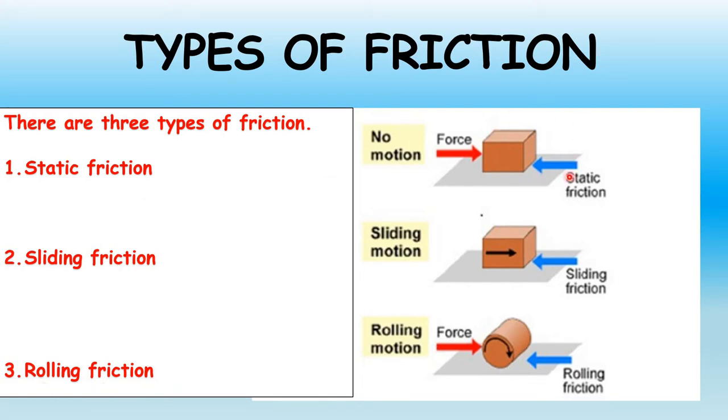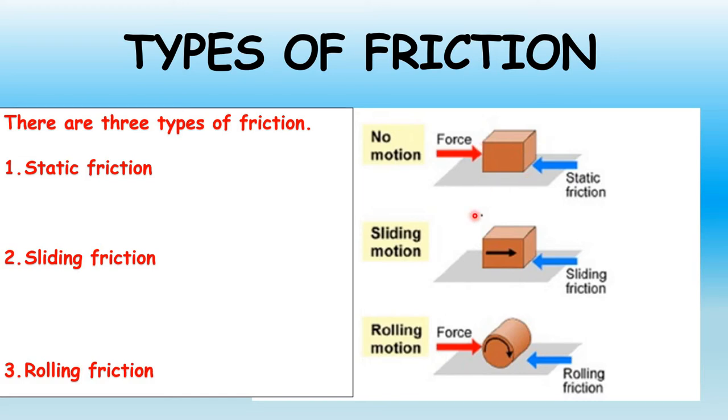In static friction, you can see this is applied force towards our right. Static friction will be applied towards our left. Now you look at this. There is no motion. In the first lesson I have told you the word meaning static means it is state of rest. Here the object is in a state of rest on another surface.